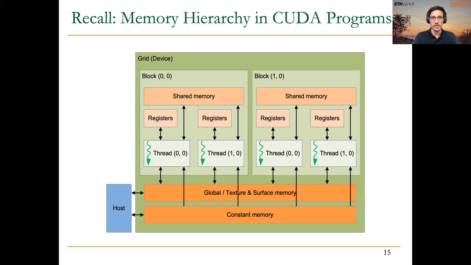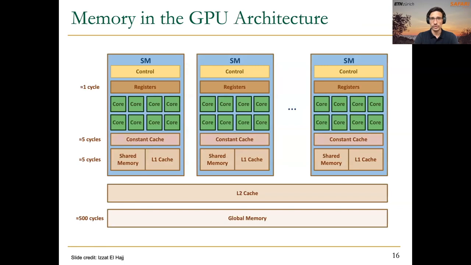Remember that this is the memory hierarchy of the GPU. Threads belonging to the same block can share data through the shared memory, but they can also access data from global memory or from constant memory. And one interesting thing of this constant memory is that it is cached.